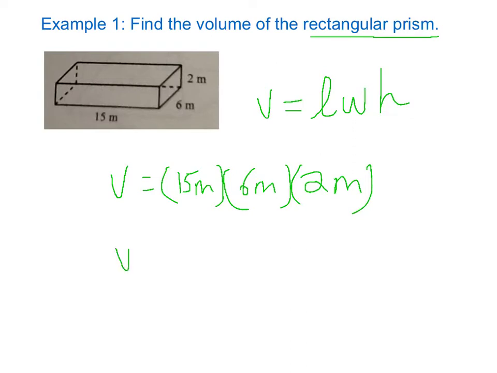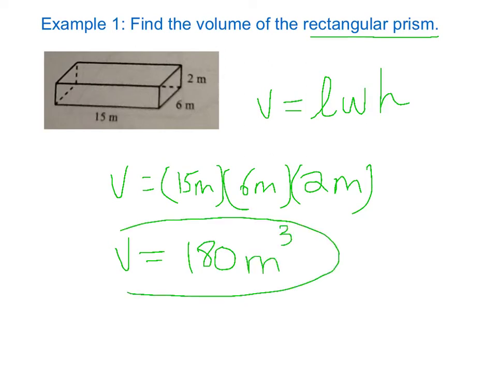And when you do that, you end up with 180 when you multiply the numbers together, and it's going to be meters cubed. Volume is always in cubic units.